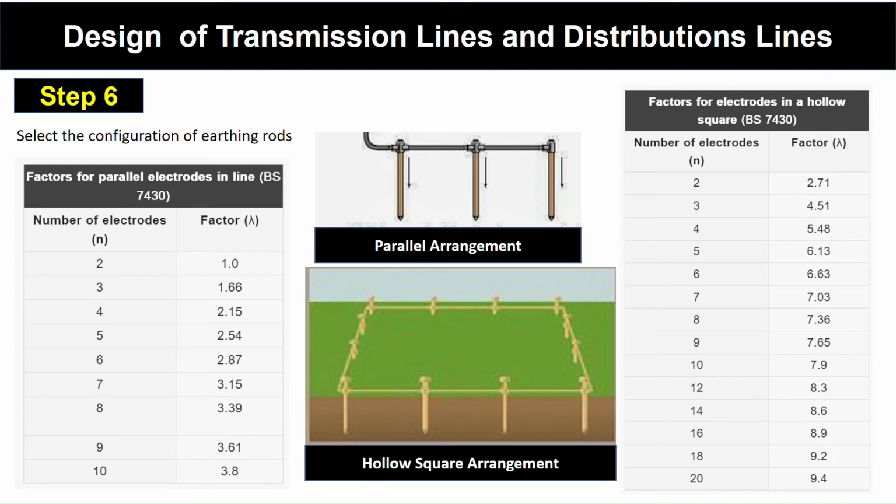Another configuration is the hollow square arrangement. Here also the value of lambda is given for all numbers of electrodes. Here is the number of electrodes and this is the value of lambda, as per BS 7430. Here we have 200 electrodes, 200 rods. So here we can take 9.4, the maximum value of lambda, that is 9.4 for 20 or above 20.